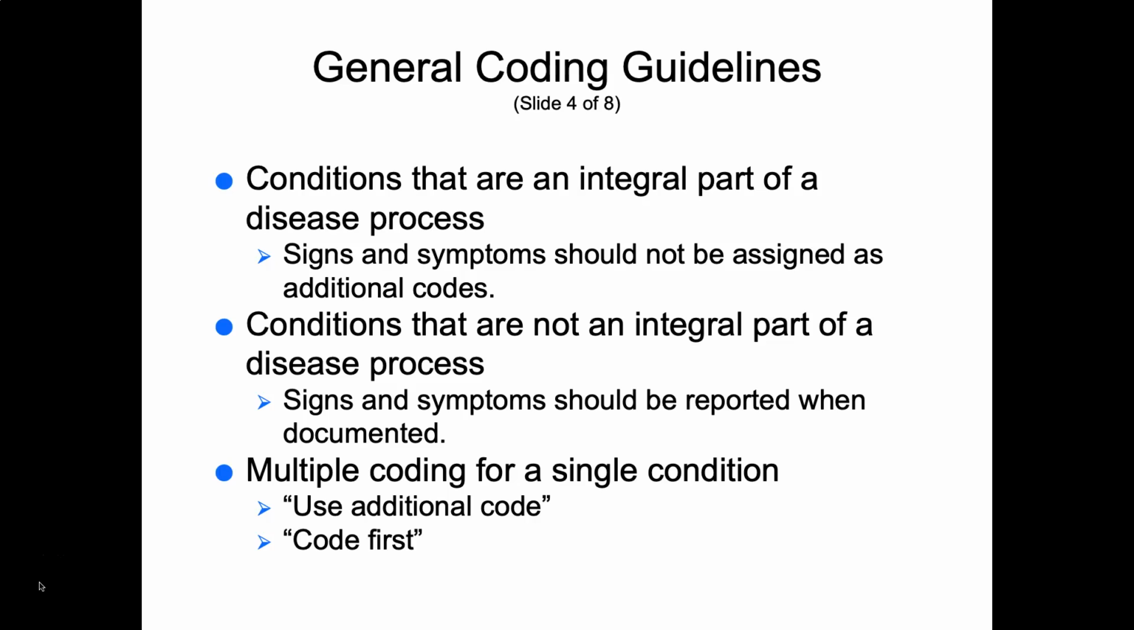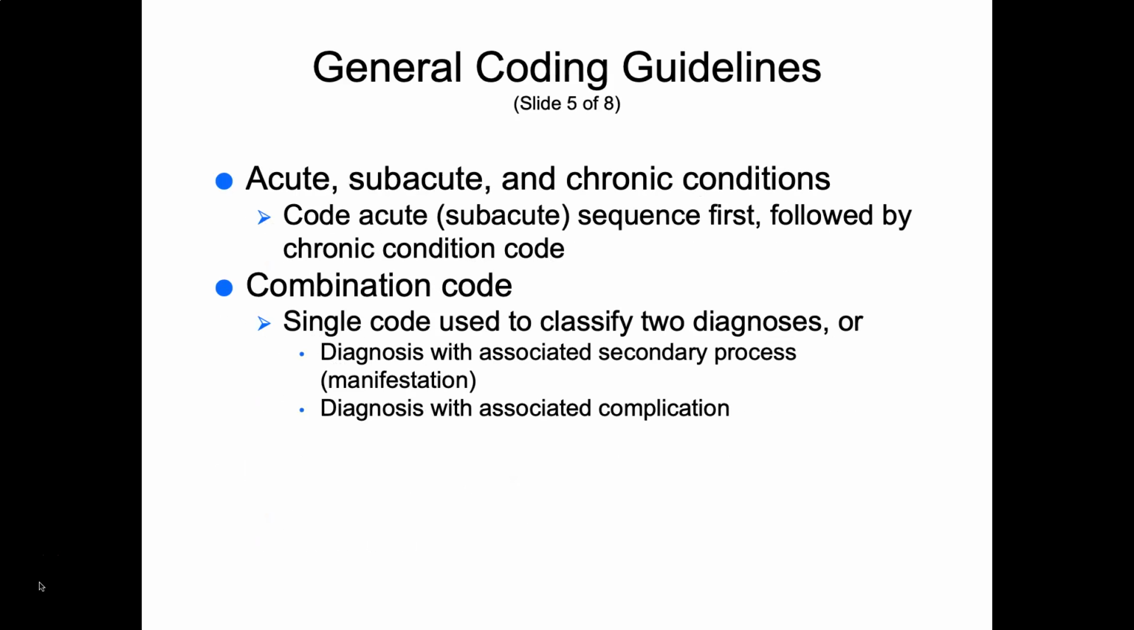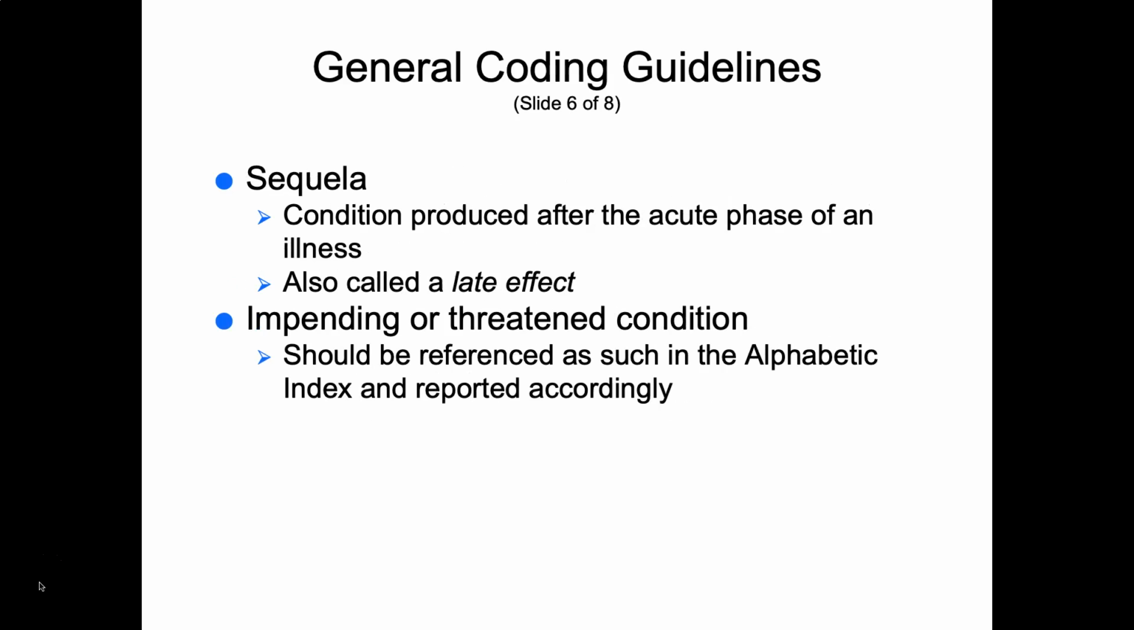And in terms of use additional code and code first, that's in the other video. You code acute conditions first, followed then by the chronic condition. A lot of times there's a combination code that you may use. Late effects, especially with a patient with stroke. Maybe they have difficulty swallowing, and so you want to make sure that even after the stroke is no longer acute, if they're still struggling to swallow, you go ahead and code that.